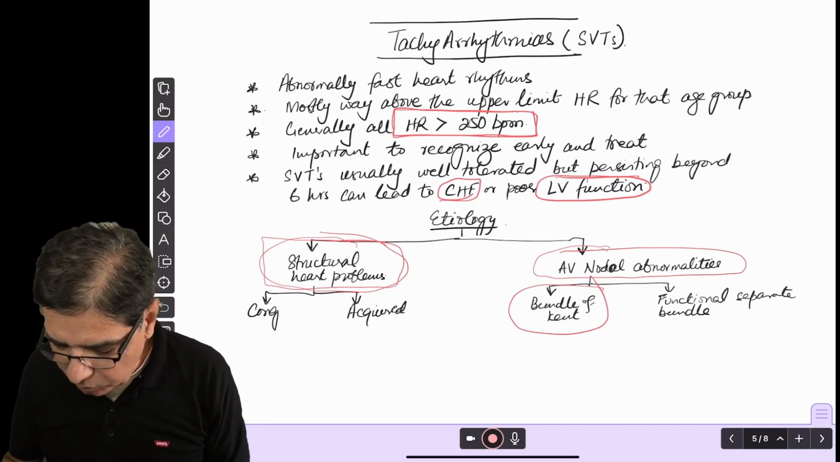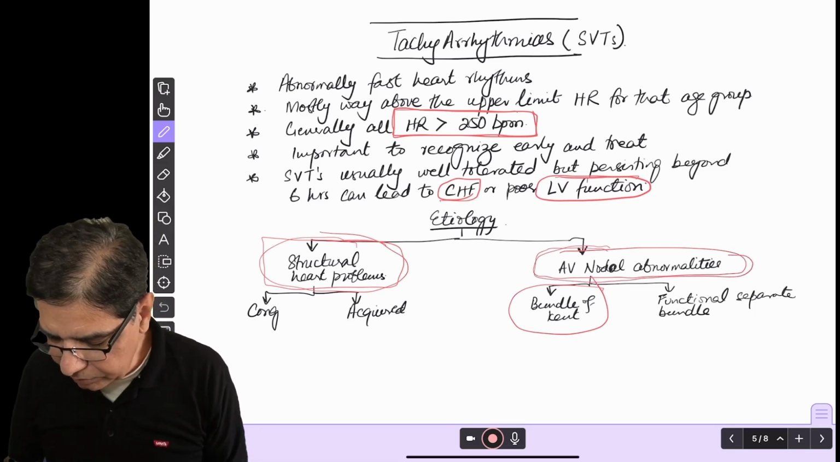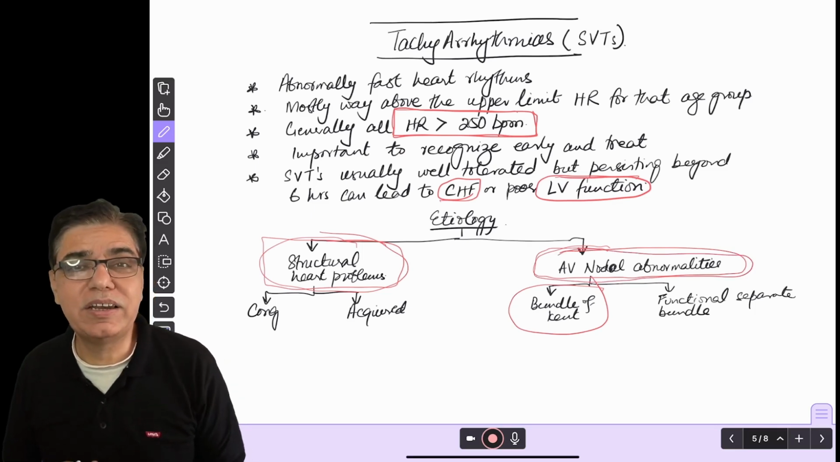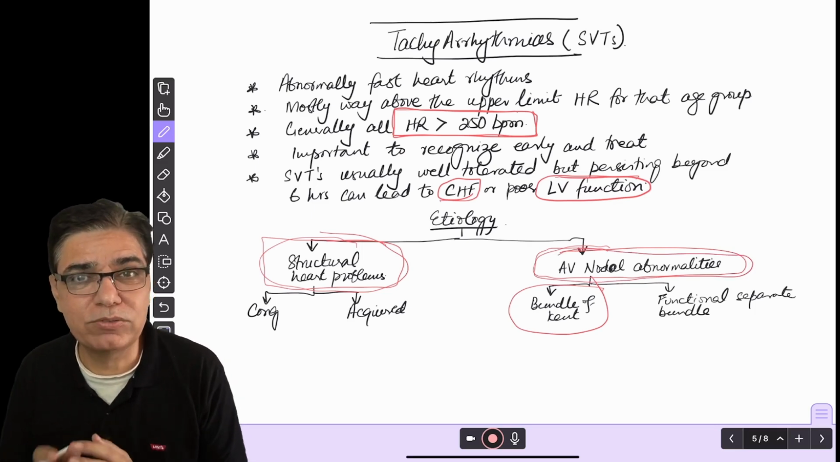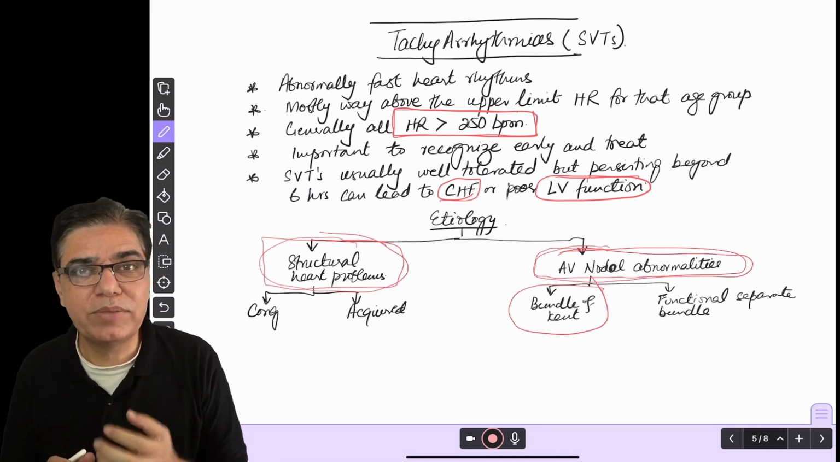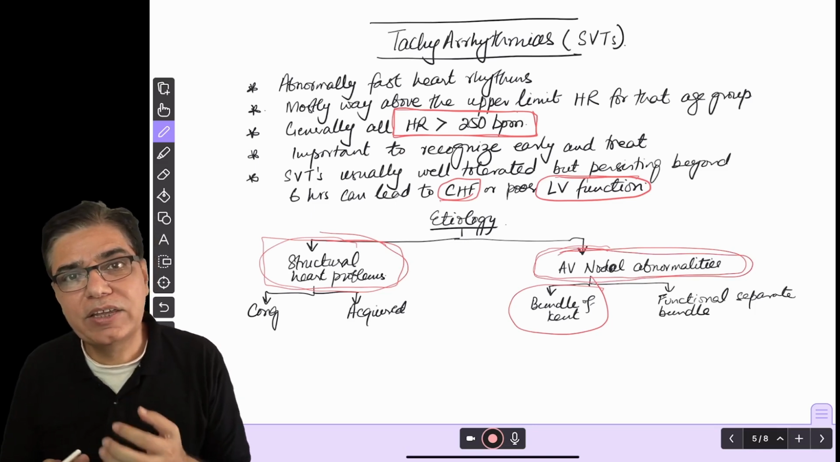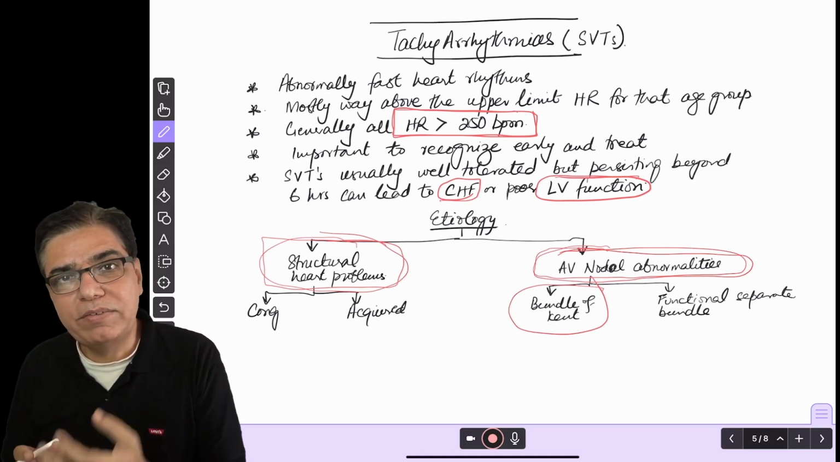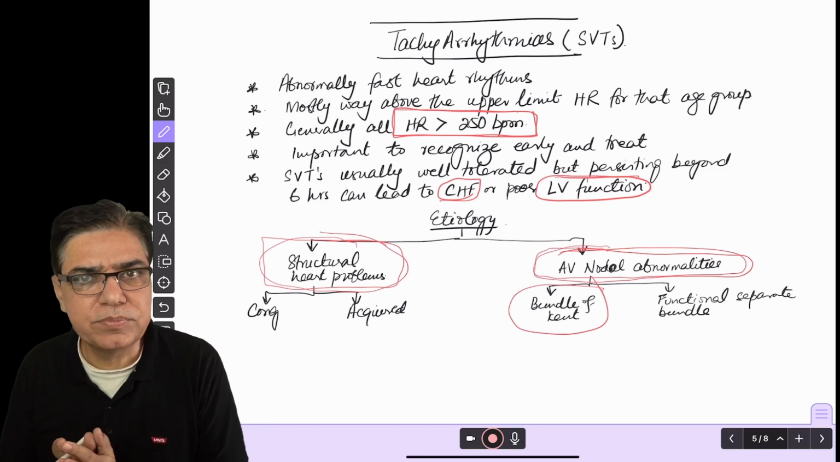And then if they don't have structural heart problems, they might be having physiological problems. That means there is some problem with the conduction pathways. So the electrical impulses are generated in the right atrium at the SA node, and then they travel down to the ventricles from the normal AV bundle, which is known as the bundle of His. Now this is the normal bundle.